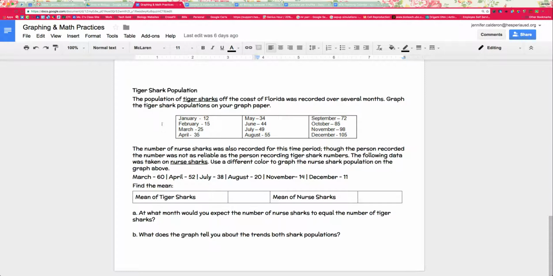Now, for the tiger shark population, I give you a set of information for tiger sharks, and then I also give you information on nurse sharks, and that's listed here. Again, find the mean for the tiger sharks and the mean for the nurse sharks. After you graph it, you're going to tell me what month you would expect to see them be of equal number. And what do the two trends tell you? You're going to look at the graph and tell me what you know after graphing it, what's happening to the shark populations. So I hope that helps.